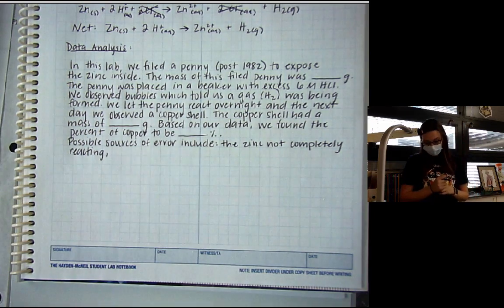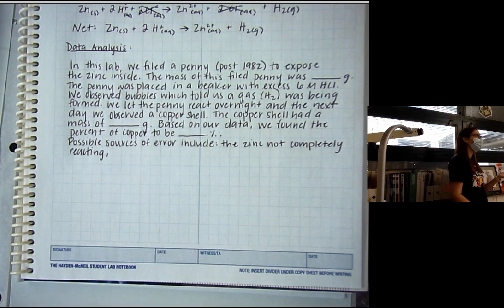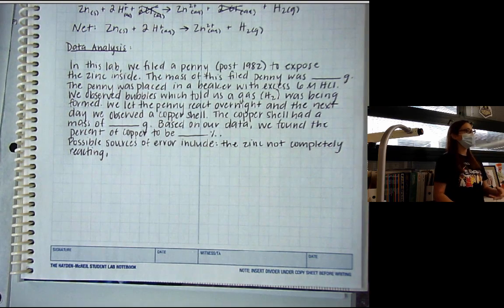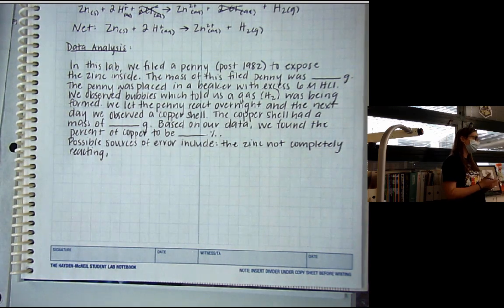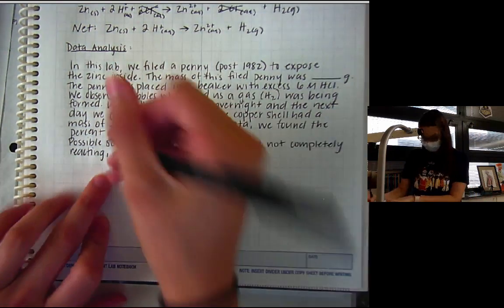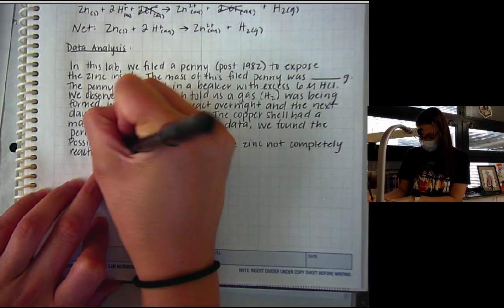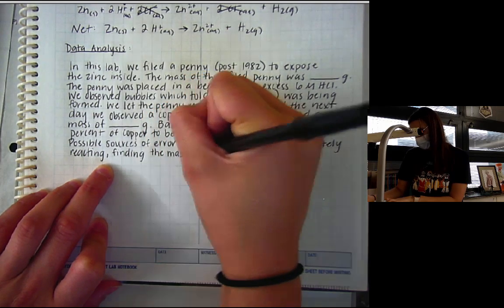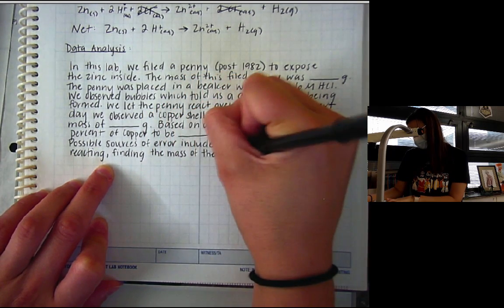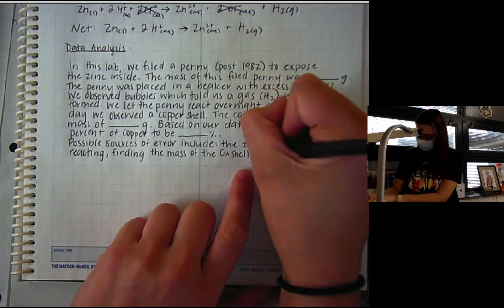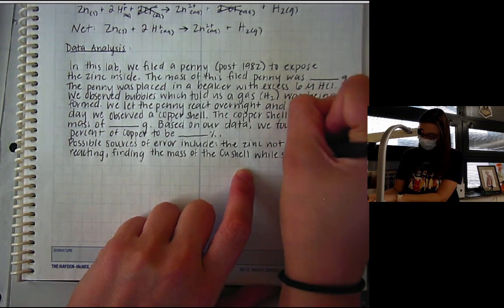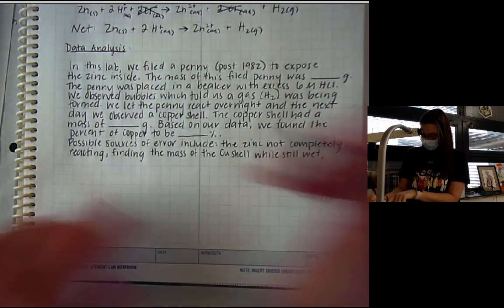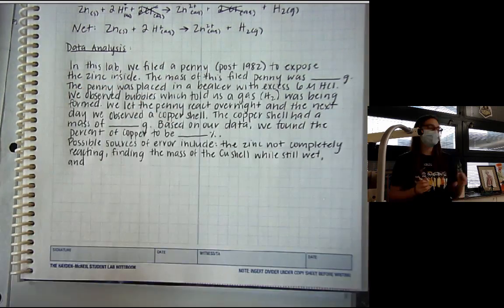Right? Another possible source of error is that we had to let the penny sit and dry for 10 minutes. Well, what happens if the penny still had water inside, right? The shell still had water inside that we didn't see? So another source of error would be finding the mass of the Cu shell while still wet. Right, so that's the second possible source of error.